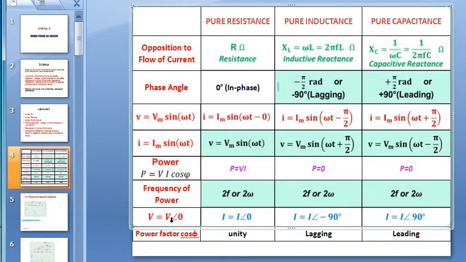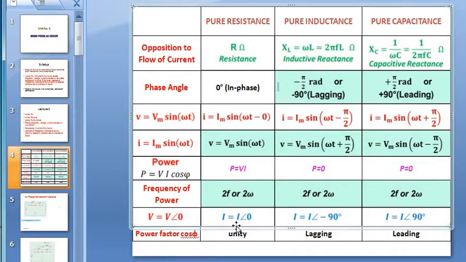If V is equal to V at an angle 0, this V shows the magnitude of the voltage, whereas this 0 shows the angle of the voltage. Therefore, under the pure resistance, what will be the I? I is equal to I at an angle 0, where this I is the RMS value of current.